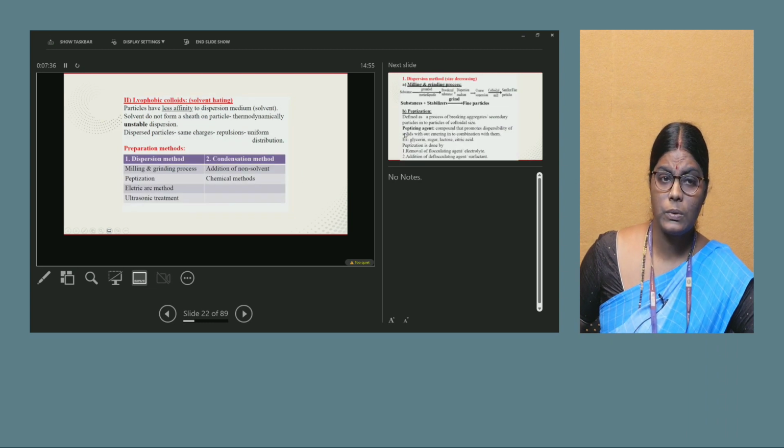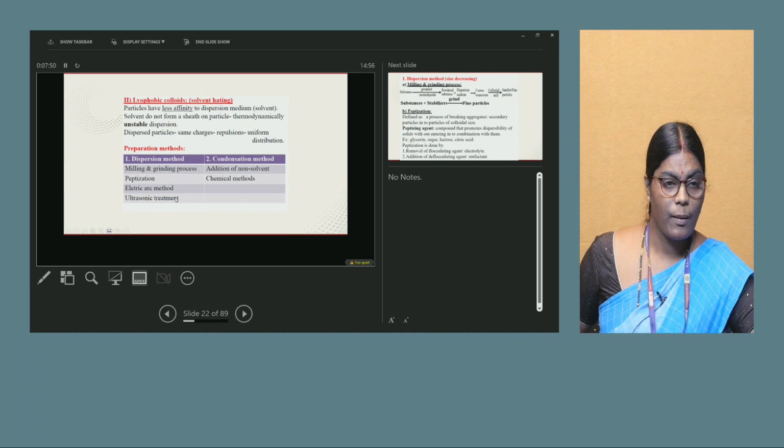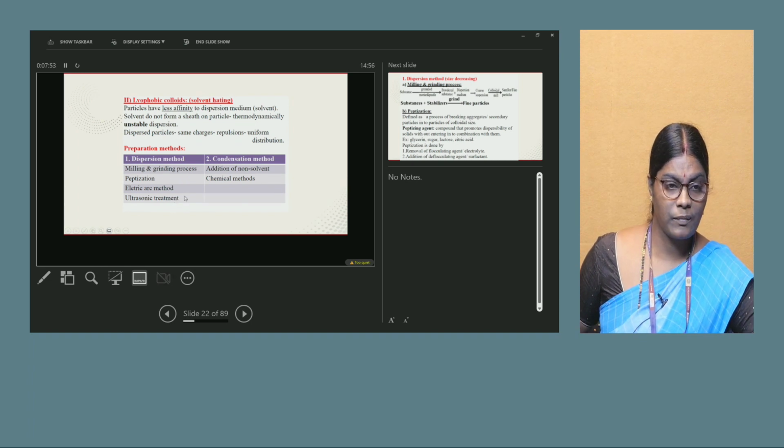And next coming to lyophobic colloids. Here the lyophobic colloids are generally prepared by two different techniques, those are dispersion methods and condensation methods. Dispersion methods include milling and grinding process, peptization, electric arc method, ultrasonic treatment method, addition of non-solvent and chemical methods. Condensation methods include addition of non-solvent and chemical methods.